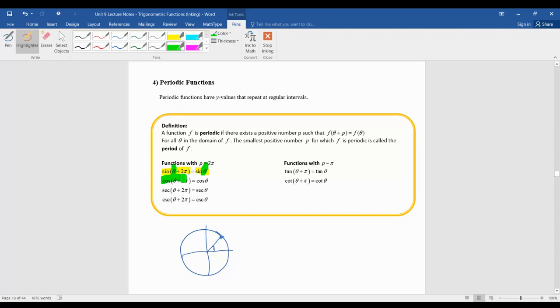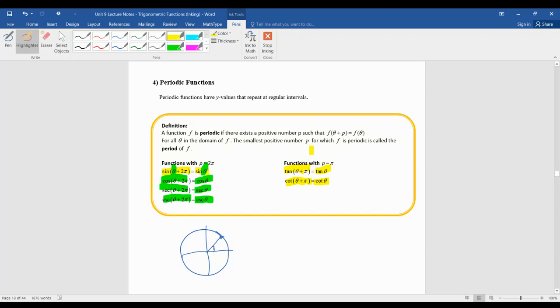Same idea with cosine. I don't need to go over it. Secant is a reciprocal of cosine, so it has the same period, and the cosecant is a reciprocal of sine, which has the same period. Now, in regards to tangent, actually the values of tangent repeat after pi. The tangent repeats after pi, and the cotangent is a reciprocal of tangent, so the same thing.